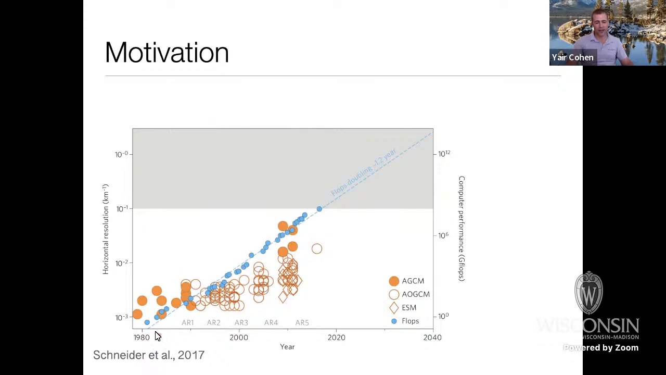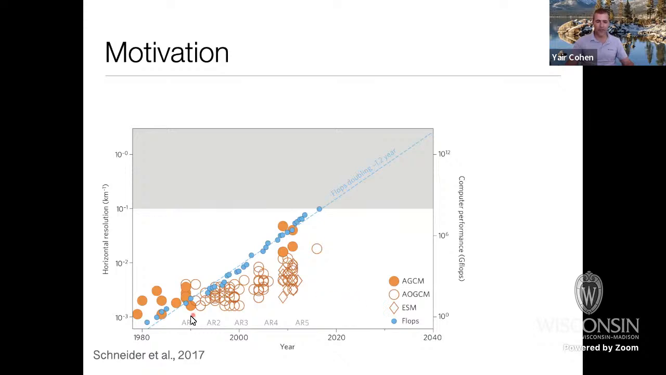This figure here from Schneider also shows the years on the x-axis and the horizontal resolution, 1/kilometer, so increasing resolution upward over years. Each of the blue dots basically shows the doubling of computational flops, or computational ability, increasing every year following what's called Moore's law, which is basically a prediction of our ability to miniaturize the components in transistors, so that we would double our computation every 1.2 years. And each of the orange markers shows a different type of climate model. AGCM stands for atmospheric GCM only, AOGCM would be atmosphere-ocean, and ESM is Earth system model, what I described before, the full complexity of ice, biosphere, etc.